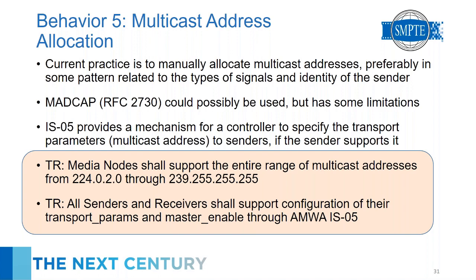So we decided to go ahead and just make it a rule that if you're a media node, you have to support the entire range of allowed multicast addresses. Now, there are some in like the 224.0.0.0/10 ranges that you're really not allowed to use because those are used for routing protocols and other things that you can't interfere with. But the rest of the range, devices, media nodes have to support.